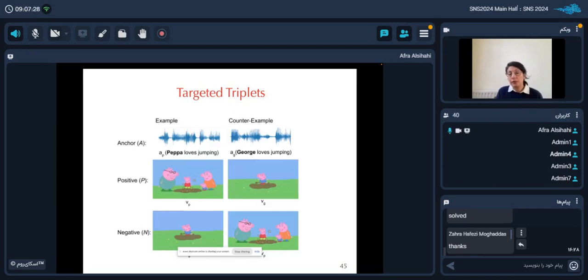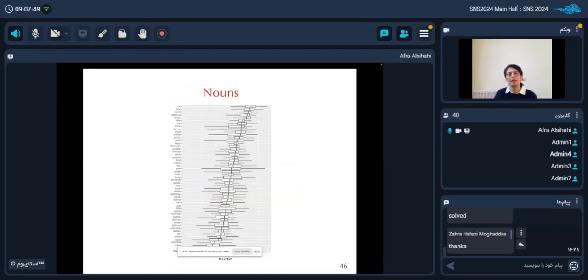You can also do it in a more controlled way. You can come up with these minimal pairs. For example, Pippa loves jumping as opposed to George loves jumping. If the model shows the correct preference, it means that it has learned the word Pippa or the word George, because everything else is similar in these sentences. And so that allows us to do analysis on, for example, which nouns are best learned.